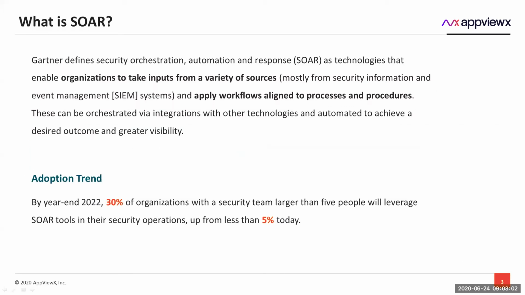So first of all, what is security orchestration, automation, and response? Well, Gartner has defined it as the technologies that enable organizations to take inputs from a variety of sources. Now, most of those are security information and event management systems, but then to apply workflows aligned to processes and procedures. These can be orchestrated via integrations with technologies and automated to achieve a desired outcome and/or greater visibility.